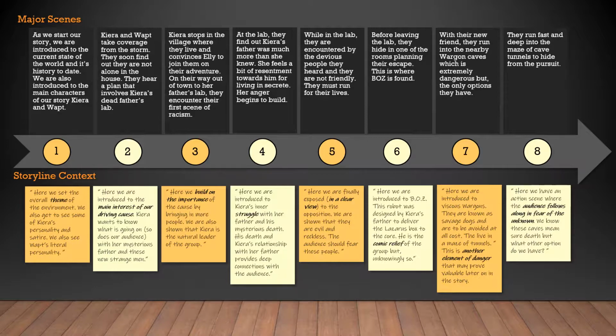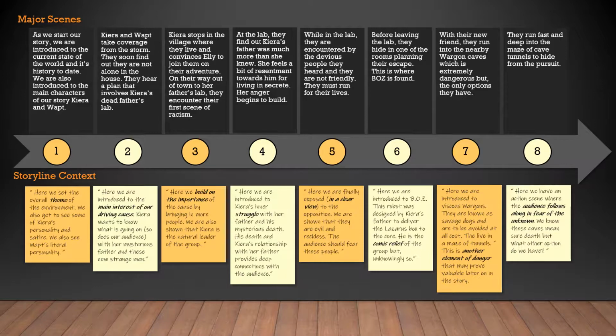In scene 6, before leaving the lab, they hide in one of the rooms planning their escape. This is where they're introduced to Boz. The context for this scene is that the audience is finally introduced to Boz. This robot was designed by Kiara's father to deliver the Lazarus Cube to the core. He is the comic relief of the group, but is unknowingly so.